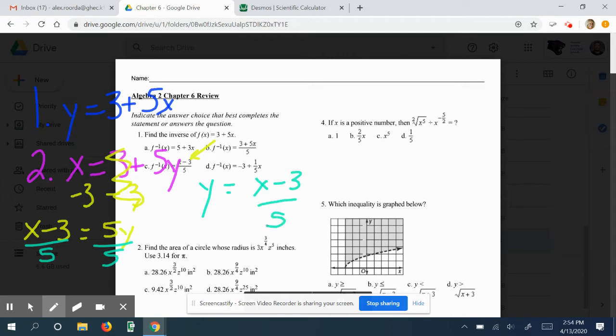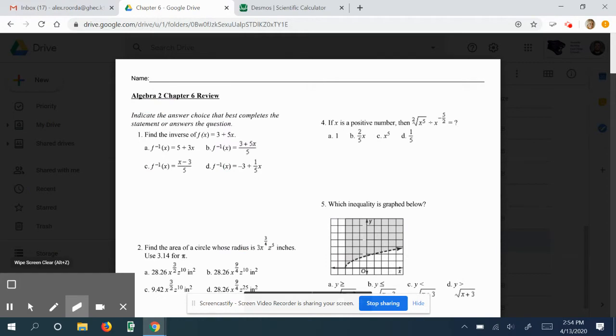And we used a different notation. We used f inverse of x to symbolize our inverse function. So instead of y, we write f inverse of x is equal to x minus 3 over 5. So the correct answer would be C for this one. Hopefully you got that one right.